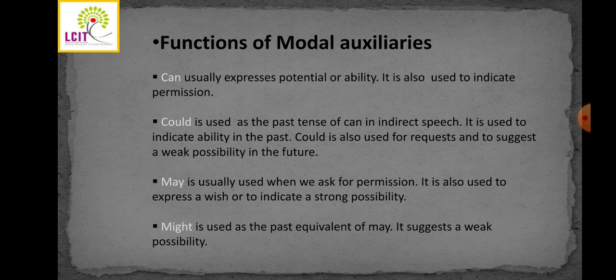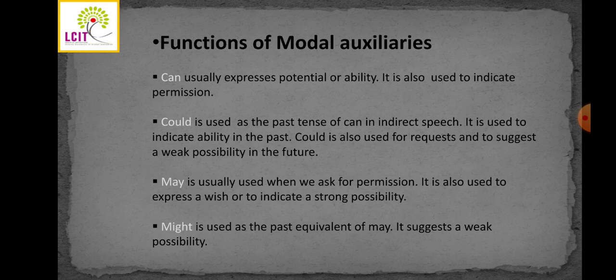Now the doctor said you can play basketball again. When he's saying that you can play basketball again, it means it is a permission. Yes, now you are all well, you can play basketball. So in this way, can expresses not only ability but also permission. So first modal auxiliary is can.